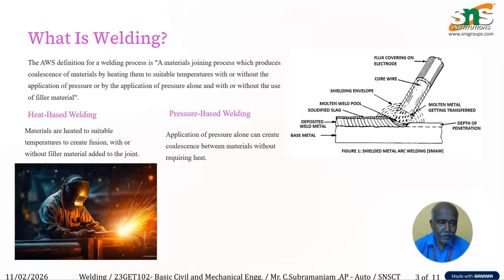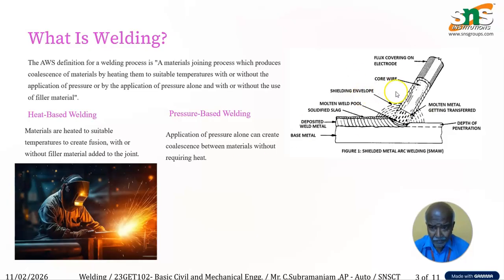By the application of pressure alone, and with or without the use of filler materials. So there are two types of welding: heat-based welding and pressure-based welding. In heat-based welding, the metal is heated to a suitable temperature to create fusion without filler material added to the joint. Whereas in pressure-based welding, the application of pressure alone can create coalescence between the materials without any heating.